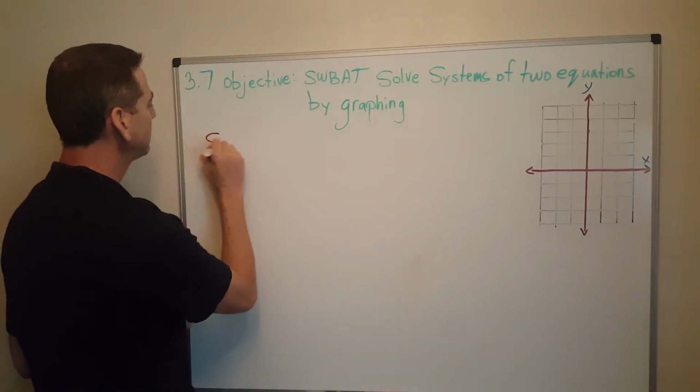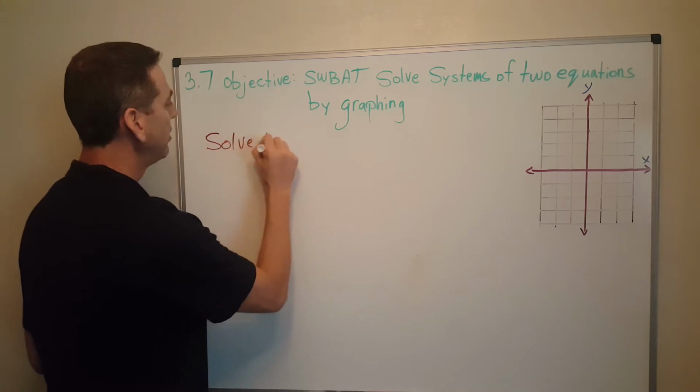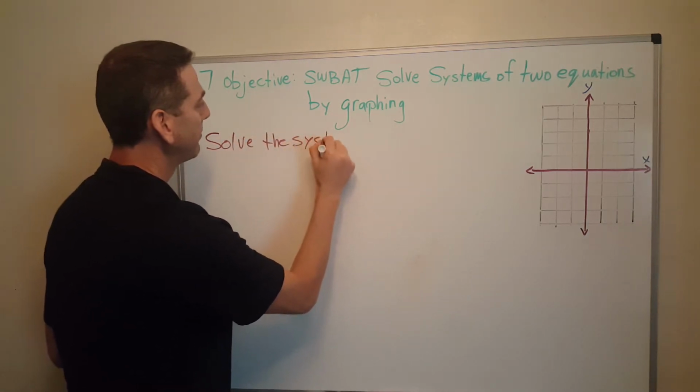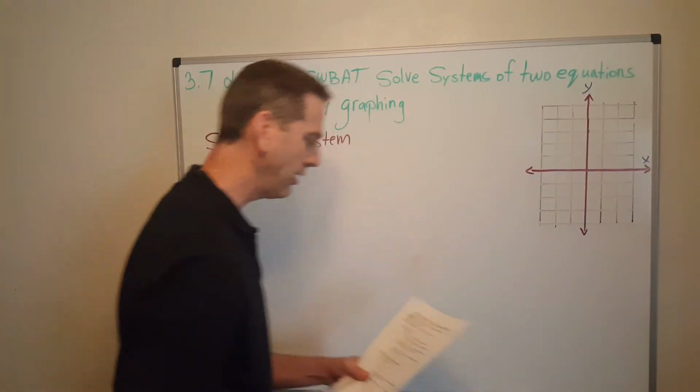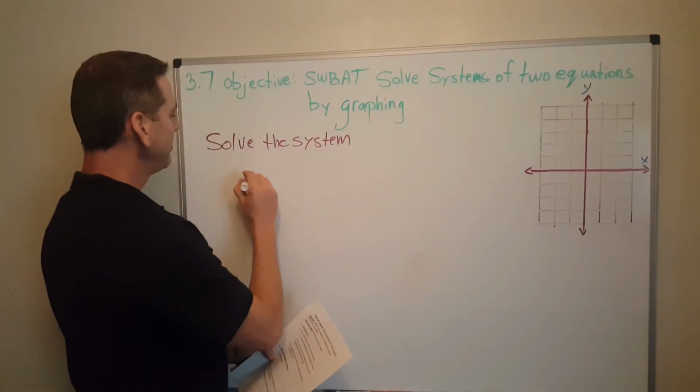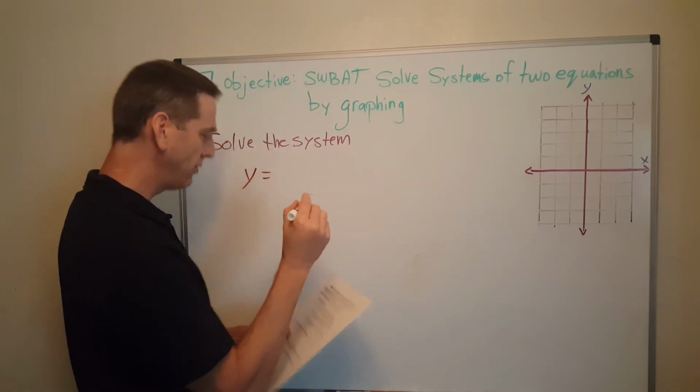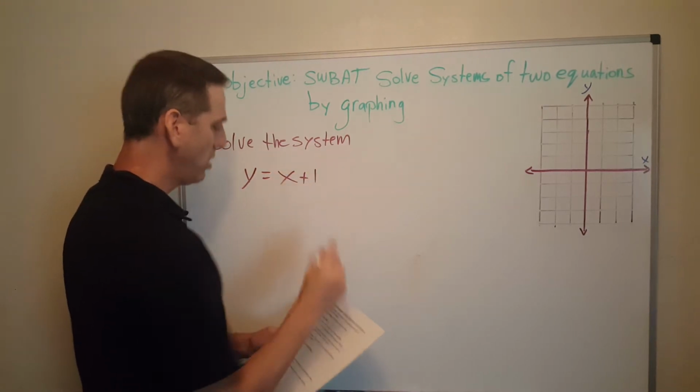I have my little coordinate grid there, and I'm going to put up a problem here. I want us to solve the system. What's the system? Well, I haven't given it to you yet. Here it is: y equals x plus 1.